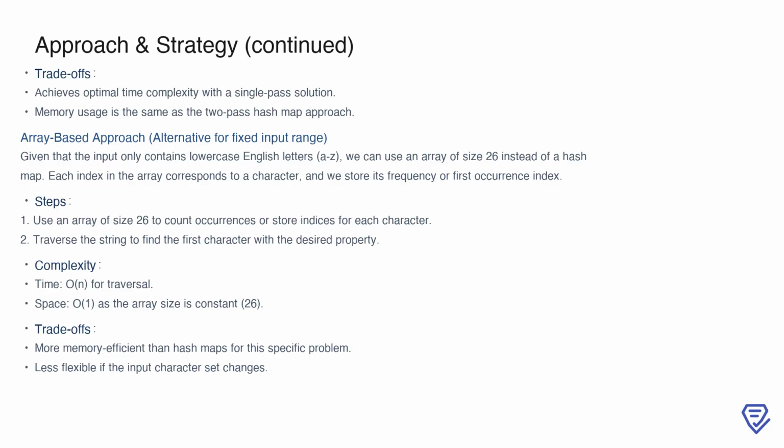The time complexity remains O(n) due to the single traversal, but the space complexity is effectively O(1) since the array size is constant at 26. While more memory efficient than hash maps, this approach is less flexible, as it relies on the input being constrained to a fixed character set.